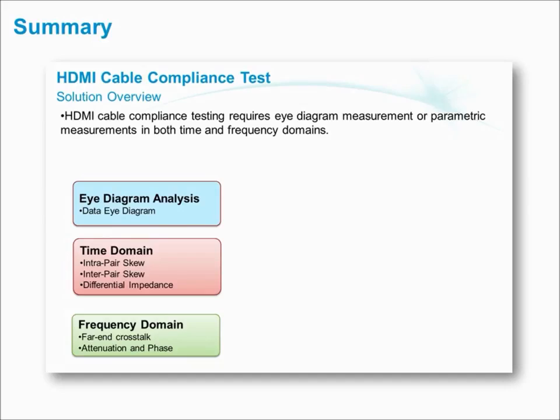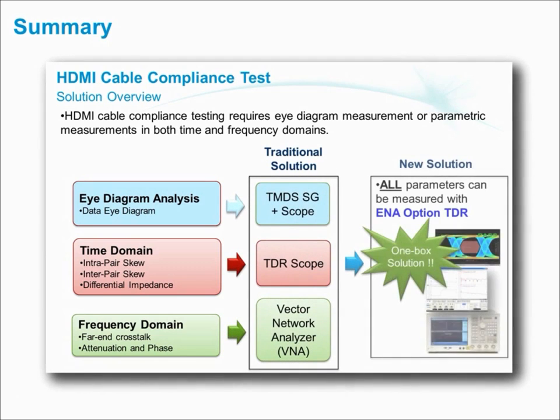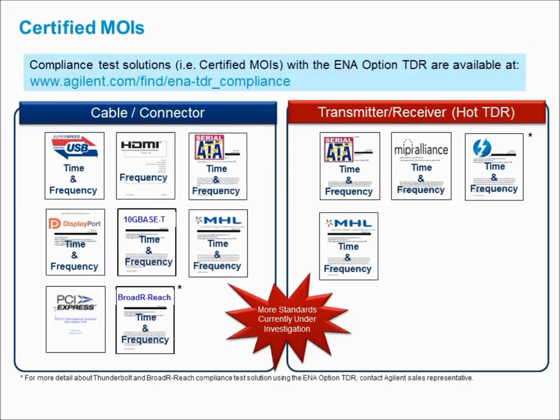ENA Option TDR compliance testing solution is a one-box solution that provides complete characterization of interconnects, eye diagram analysis, time domain, and frequency domain measurements. In addition, it is very easy to use, so it will help you improve the throughput and cost effectiveness. Not only for the compliance test, but also for troubleshooting, this tool is very useful with its advantages. ENA Option TDR solutions are certified for a variety of high-speed serial standards, such as USB, HDMI, and other standards.